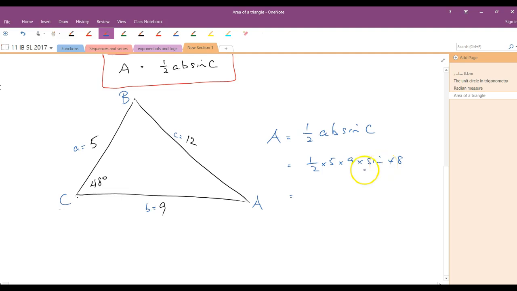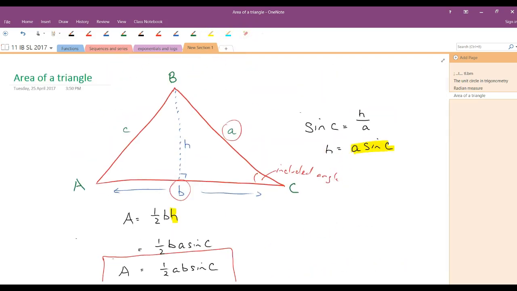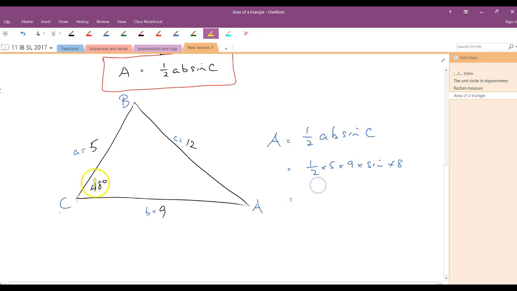Now, we didn't need to do all this business here, because what we talked about up here when we established the formula is that we want two sides and the included angle, the angle that's wrapped up by those two sides. That's the information we need. Half times 5 times 9 times sine 48. The 12 is a bit of a red herring. We didn't want to use that.